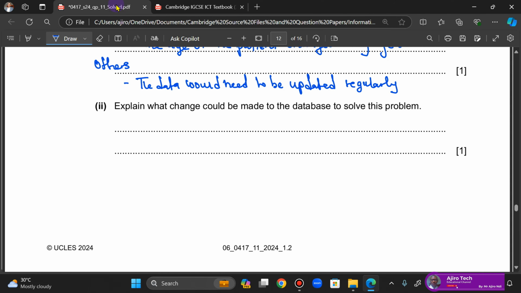Explain what change could be made to the database to solve this problem. Simple. Use the field date of birth. Remember, we have it as DMY. Okay. All right.